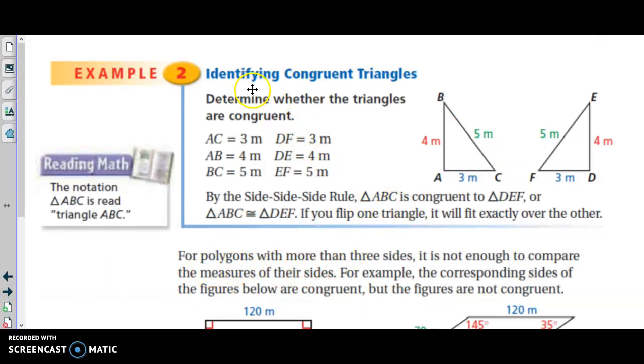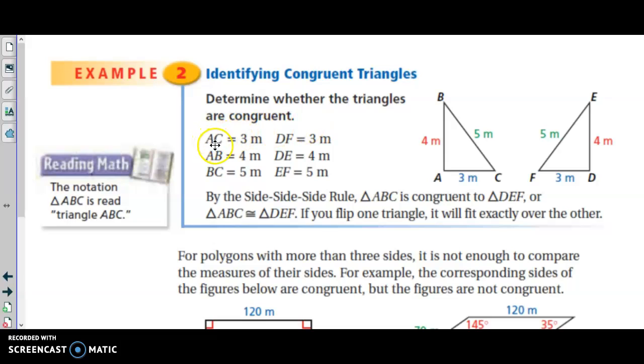Example 2, identifying congruent triangles. Please make note of the notation. This is triangle ABC. This would be triangle EDF or FDE. Determine if the triangles are congruent.